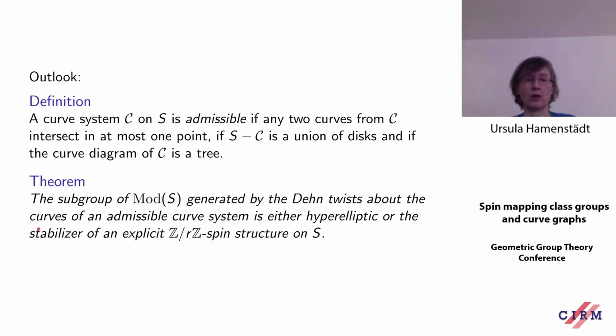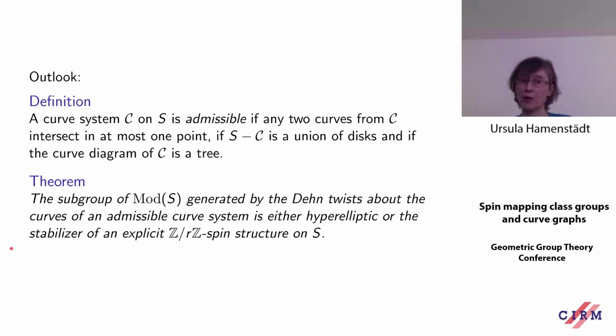So now, what is the outlook of this? I explained before that the reason why I got interested in this question about finding generators for the spin mapping class group had a priori nothing to do with the mapping class group, but it had to do with trying to understand strata of abelian differentials on closed surfaces.